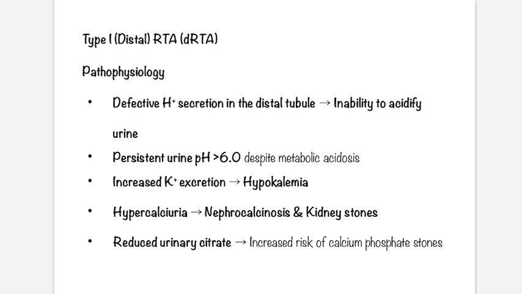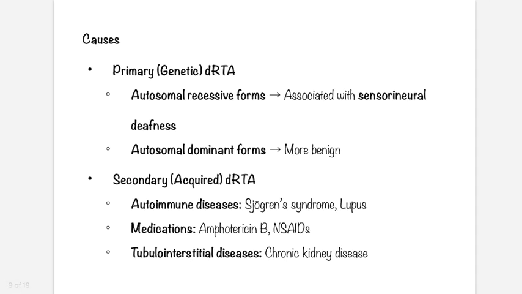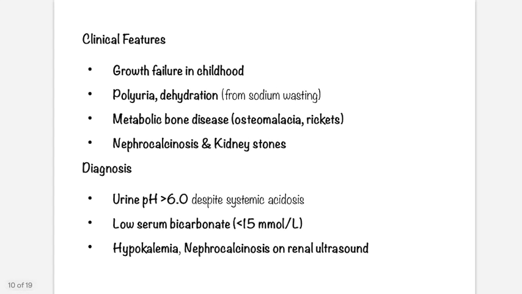So type 1 distal RTA we see. What is the pathophysiology? Again we discussed it. Defective H plus secretion in the distal tubule, inability to acidify urine. Urine pH will be more than 6. Hypokalemia will be there, and this is an important feature: hypercalciuria, nephrocalcinosis and kidney stones. What are the causes? It may be genetic causes, as we discussed in the table also. Secondary causes like acquired distal RTA, autoimmune diseases like Sjogren's syndrome, lupus, drugs like amphotericin B and NSAIDs, chronic kidney disease and other diseases can contribute.